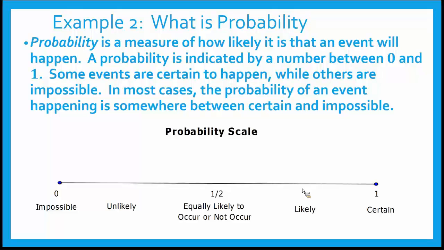So this is a probability scale just for us to observe. Probability is going to be a number that is anywhere between or including 0 and 1. 0 being impossible, 1 being certain, like it will happen. And then there's anything in between, so unlikely, likely, and equally likely to occur or not occur, or 1/2. And that's the scale we're going to be using throughout this lesson.